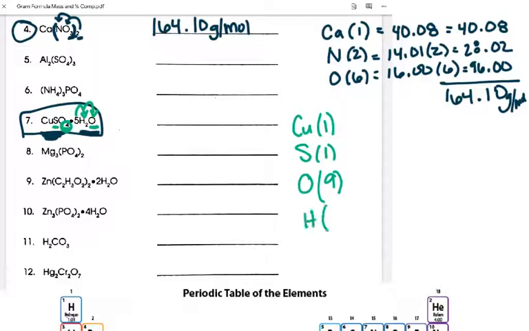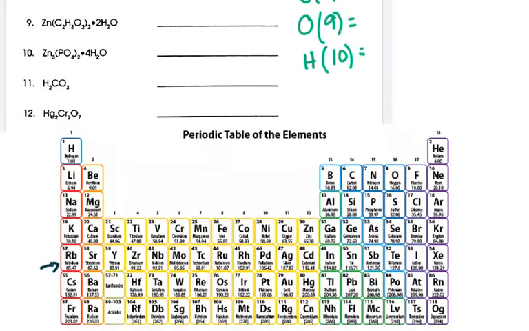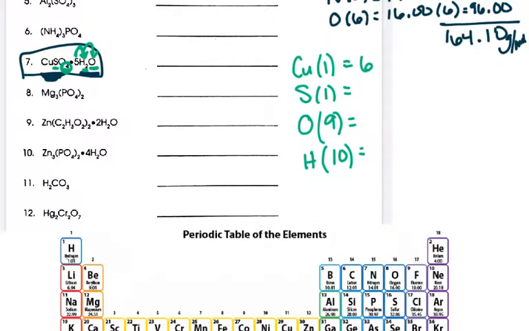And then hydrogen, I have 2, but again that 5 distributes, so I actually have 10 hydrogen. So I'm going to go ahead and look up all those individual masses on the periodic table. So copper here is 63.55, and then I'm going to multiply that by 1.